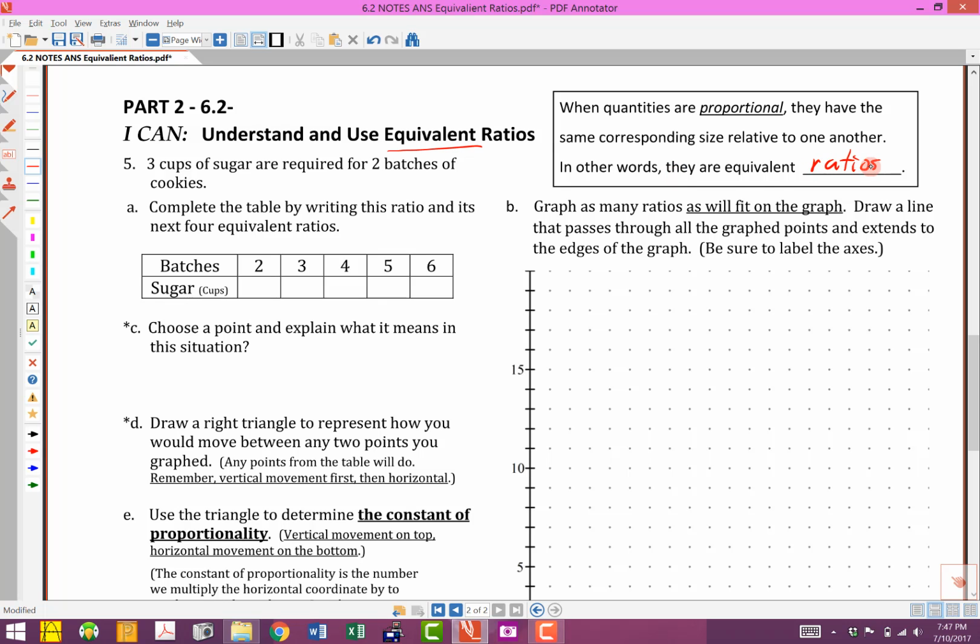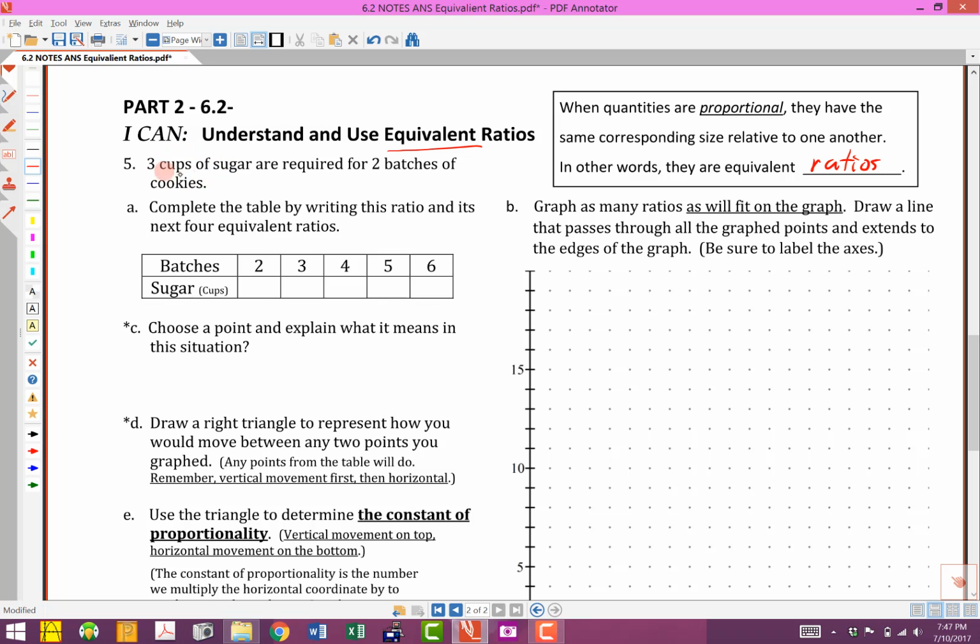Equivalent ratios. Okay, so on problem number 5 it says 3 cups of sugar are required for 2 batches of cookies. And then we go through and we're going to do this problem, very similar to what we did yesterday, but I want you to pay attention to a couple of things. First of all, we're going to set up this ratio and we're going to fill out this table using equivalent ratios. You'll notice that the number of batches is already determined for us and we have to figure out the number of cups of sugar. And that's kind of a standard way of writing something like this.